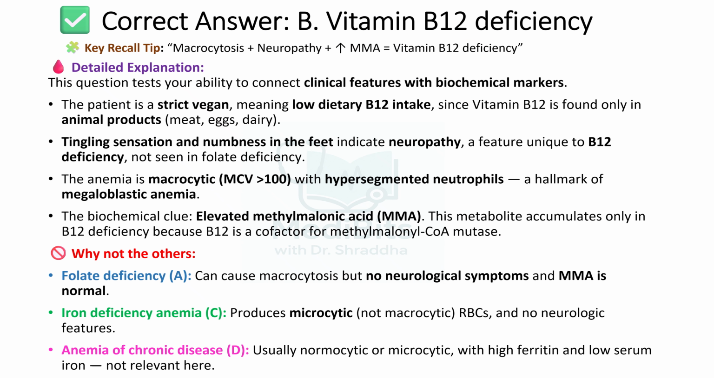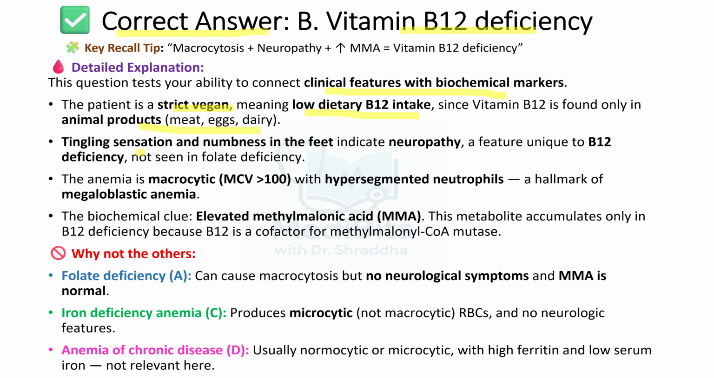So the correct answer is B, vitamin B12 deficiency. Students, this question tests your ability to connect clinical features with biochemical markers. Here the patient is a strict vegan, meaning low dietary B12 intake, since vitamin B12 is found only in animal products, that is meat, eggs and dairy.